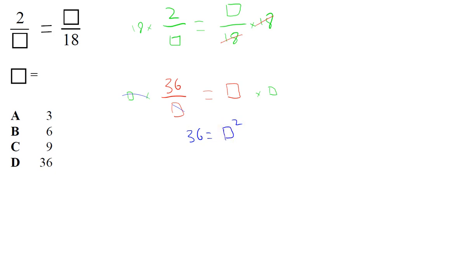Now we need to square root both sides, so we need the square root of 36 is equal to the square, and we know the square root of 36 is 6, therefore the square is equal to 6, and our answer here is B.